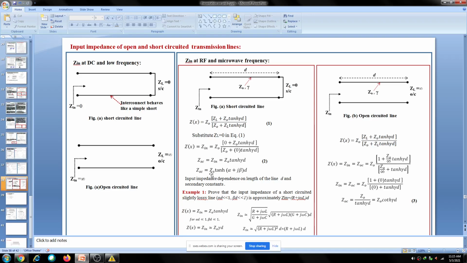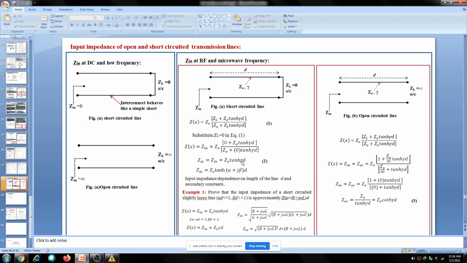Z0, as you know, is given by square root of Z by Y. Similarly, gamma is alpha plus j beta, square root of Z into Y. So it depends upon the primary constants L, C, G and R, because Z0 and gamma depend upon the primary constants. So ZSC is not equal to 0. It takes some value like this. This is called the short circuited transmission line input impedance. This is for a lossy line, lossy means alpha is there. So that is given by Z0 tan hyperbolic gamma d.